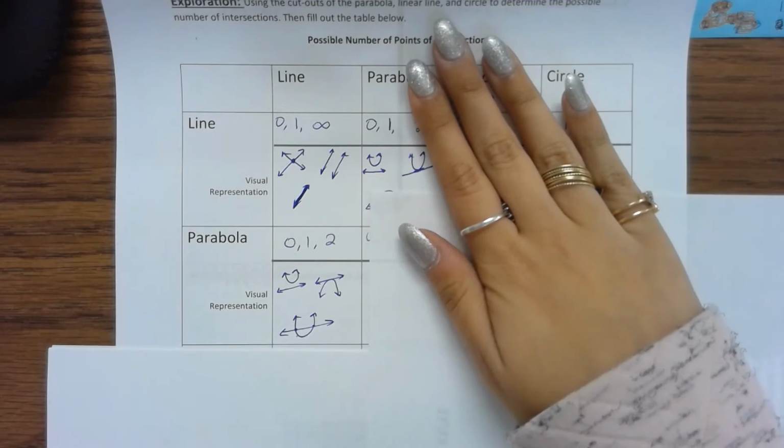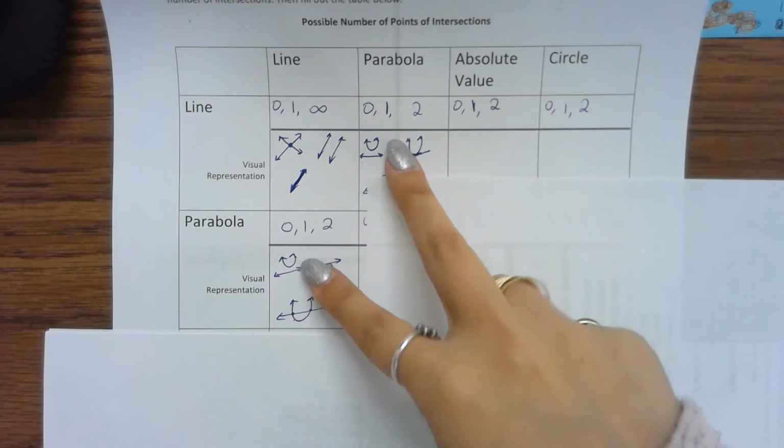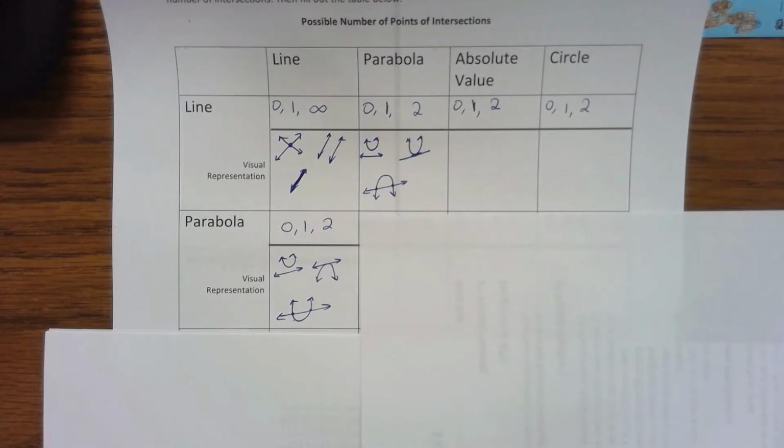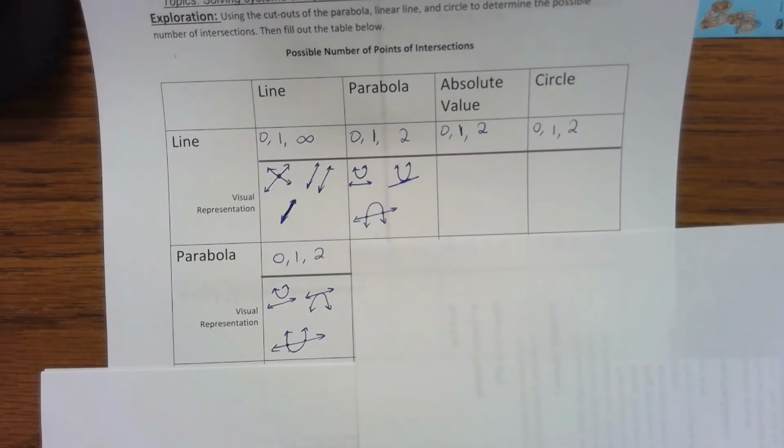So we have already filled this out technically, and there's no point in repeating ourselves. Next up though, this is a new one. We have a parabola and a parabola. So if I have a system of two parabolas, let's see how many solutions, how many intersections we can get.